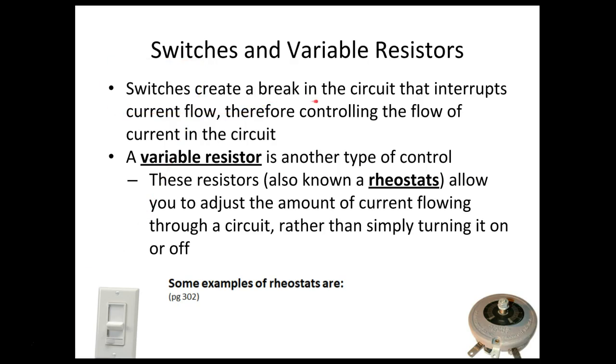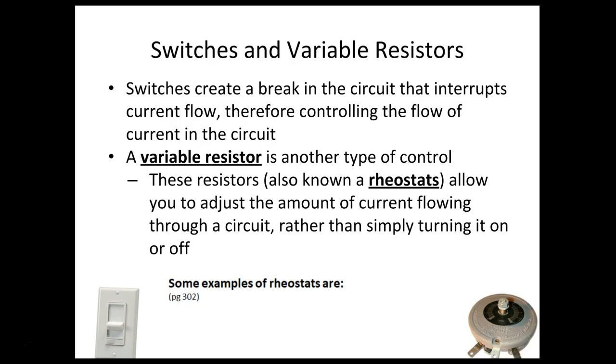Switches create a break in the circuit that interrupts current flow, therefore controlling the flow of the current in a circuit. And we use switches all the time. I mean, a light switch and dimmer like this is one of the most common examples of a switch. Something called a variable resistor is another type of control of the flow of electrons or control of current. These variable resistors are also known as rheostats, and they allow one to adjust the amount of current flowing through a circuit rather than simply turning it on and off.